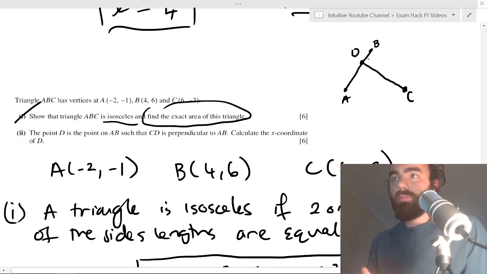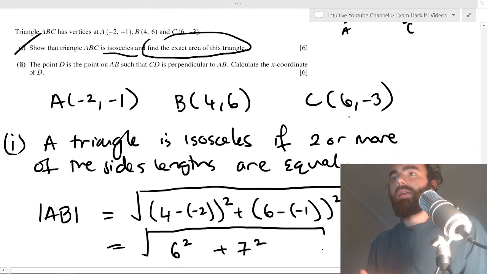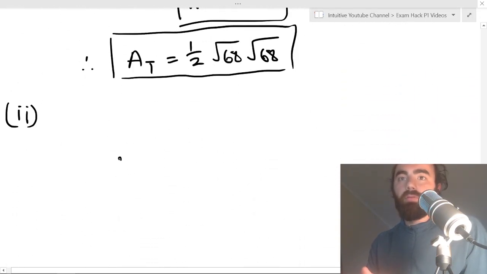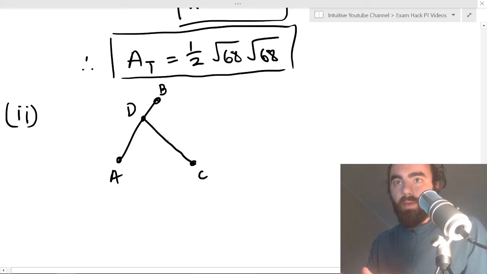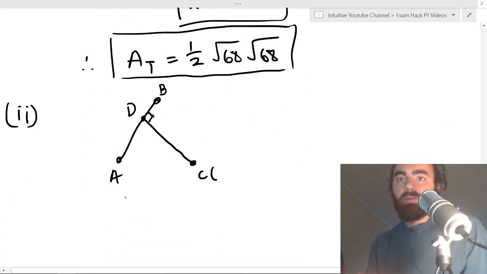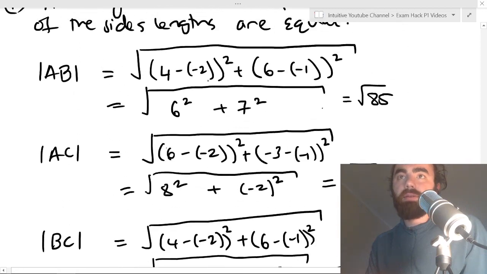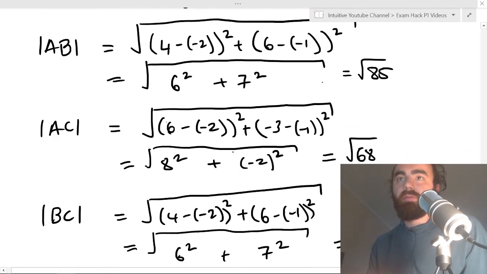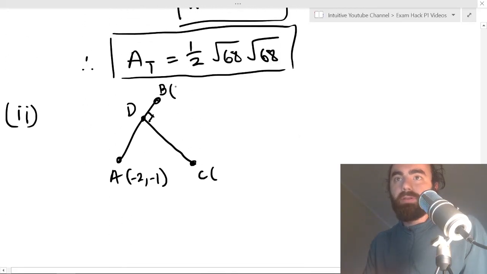Well, the x-coordinate of D will be the intersection between AB and CD. So we've got A, B, and some D point, which we don't know, and we've got our C down here. And these are perpendicular to each other. So C is at, what are our points? So A is -2, comma -1. B is at 4, 6, and C is at 6, -3. So this is at 4, 6, and this is at 6, -3.